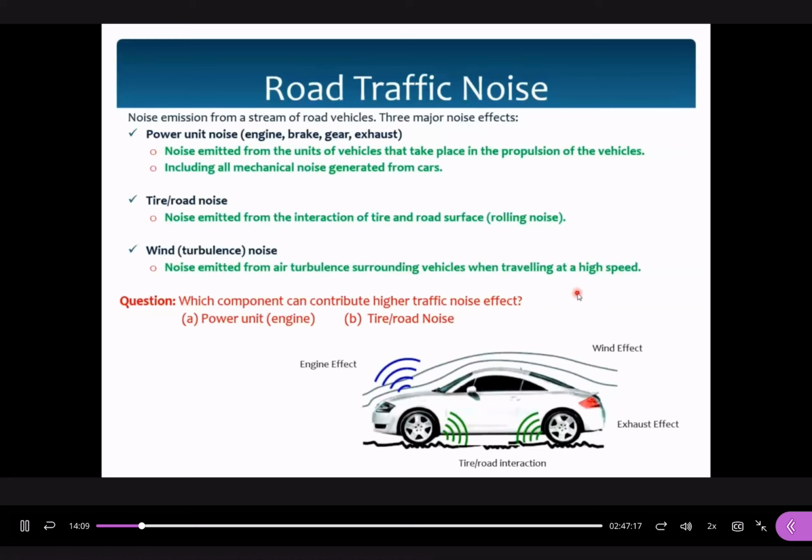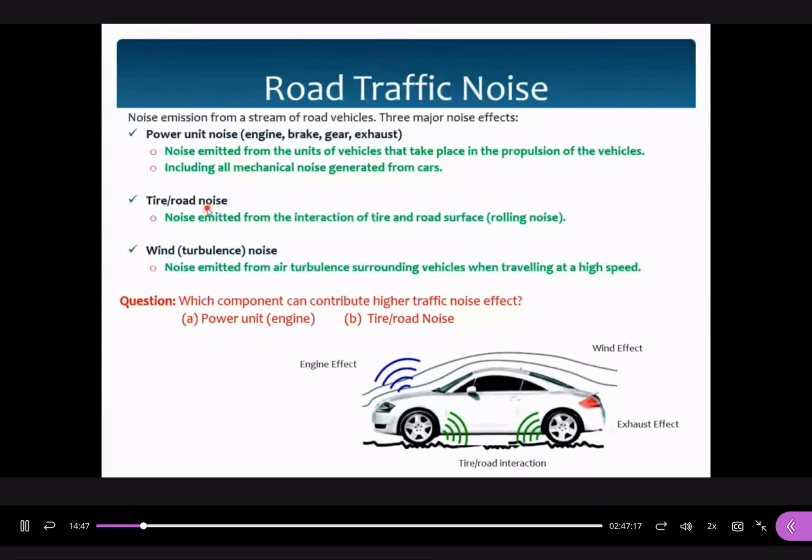Okay, different from railway noise, there are three major parts to generate road traffic noise. The first is power unit noise, such as from heavy vehicles. I will let you know how to define what is a heavy vehicle and what is a light vehicle. Power unit noise can be generated from engines, brakes, gears, and the like: noise emitted from the units of vehicles, including all mechanical noise effects.